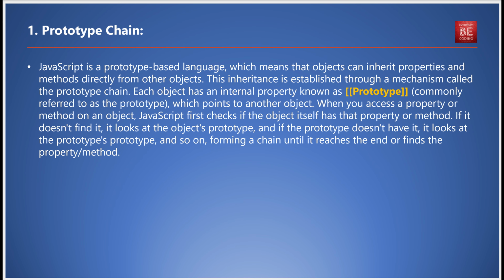In JavaScript, this prototype-based language allows objects to inherit properties and methods directly from other objects. This inheritance is established through the prototype chain. Each object has an internal property known as prototype, which points to another object. When you access a property or method on an object, JavaScript first checks if the object itself has that property or method. If it doesn't, it looks at the object's prototype and continues this chain until it finds the property or method or reaches the end.